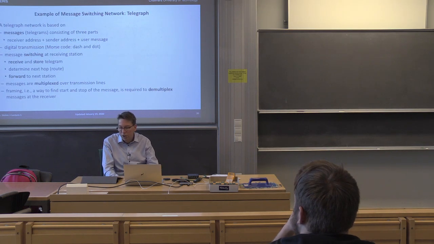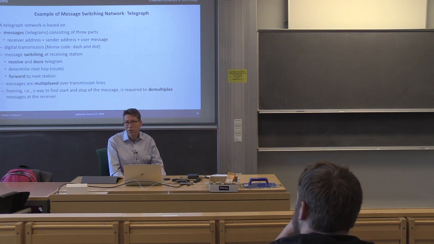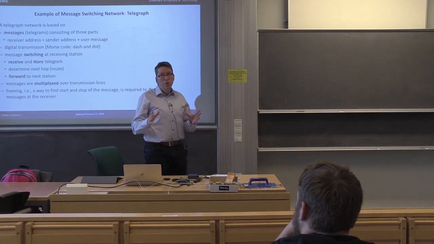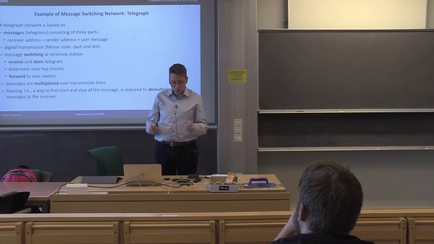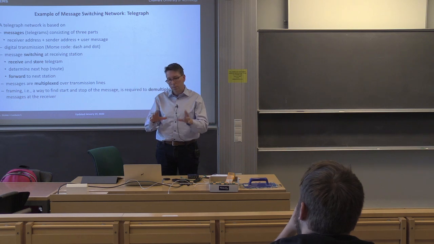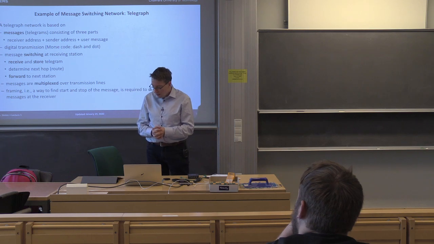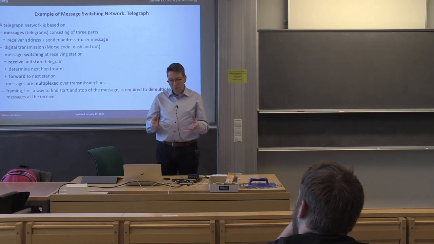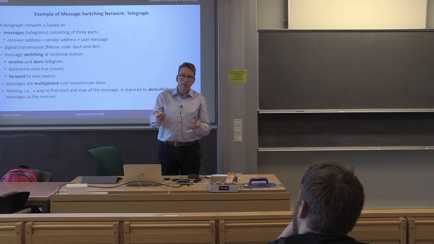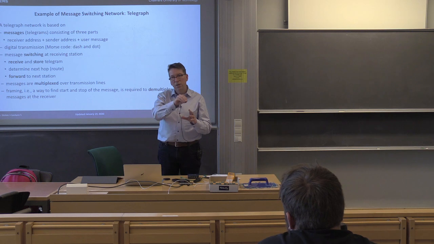An example of a message switching network is the telegraph. It's a historical device, but basically you had telegrams, so it's your message. The sender puts down some words on a piece of paper, and this is the telegram. Brings it to the telegraph station. The telegraph station asks, what is the final destination of this? So the telegram contains the payload, the message, and the final destination.